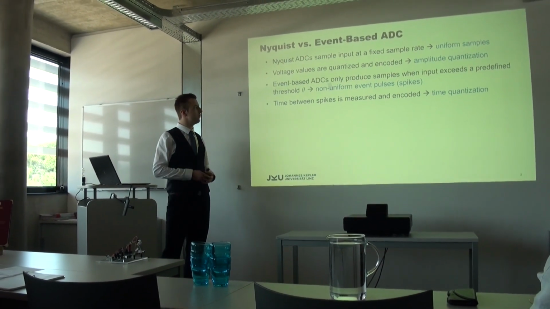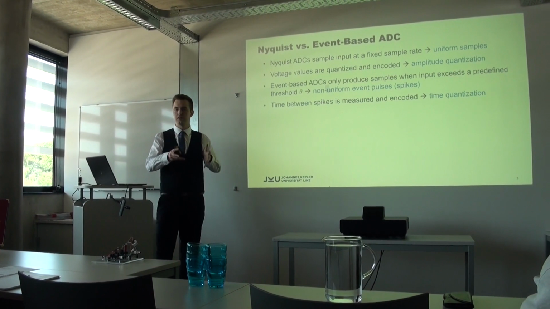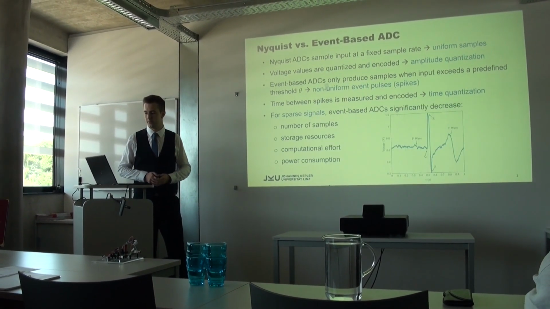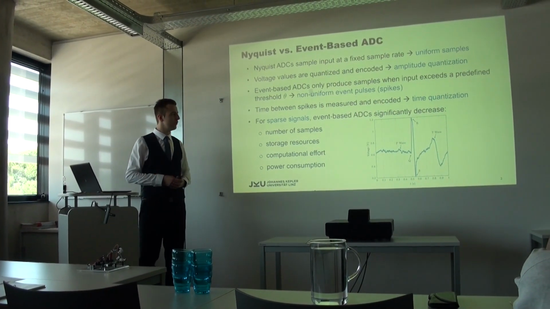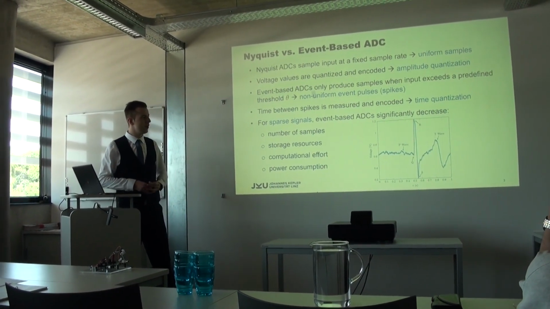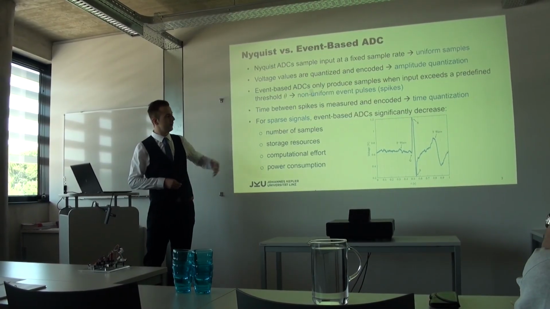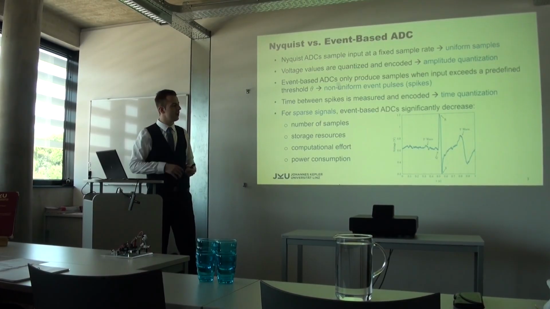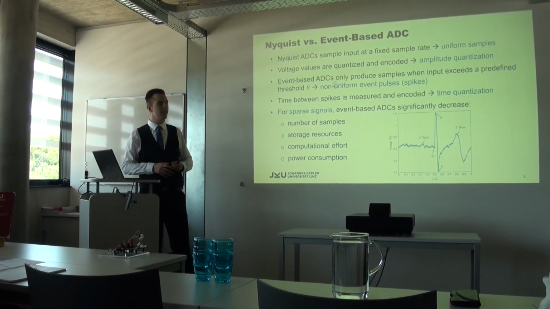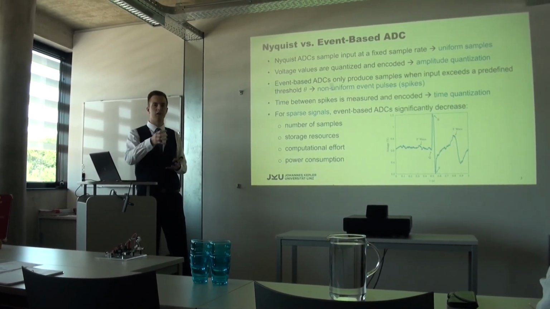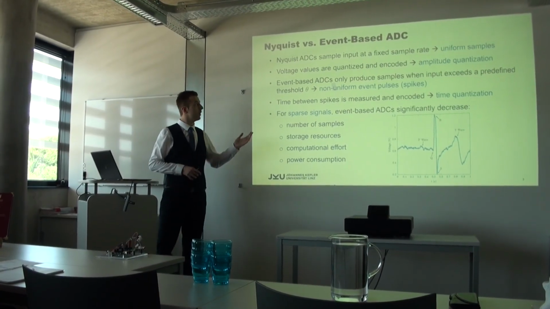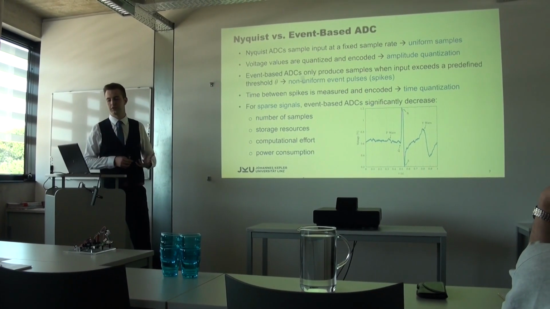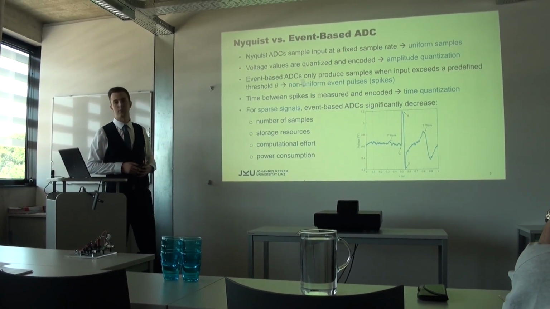Here we measure the time between these spikes and encode them, so we get time quantization. And where is this useful? For example, for sparse signals. What are sparse signals? For example, an ECG signal. Sparse signals are signals where you have a time interval with little amplitude variation and a short time interval with high amplitude variation. Here event-based ADCs decrease the number of samples, the storage resources, computational effort, and the power consumption.